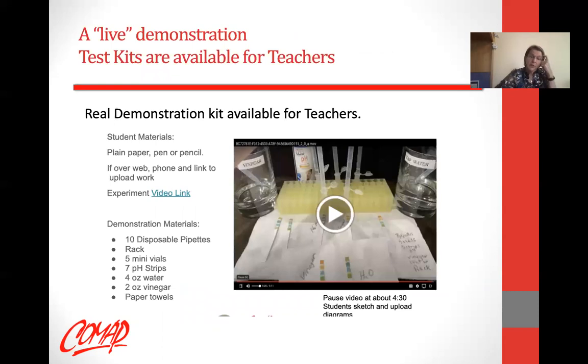So this is a demonstration kit that has a rack here and some pipettes and some pH strips, and we can get these through Math Happens. If you send me an email, I can forward that request to the Math Happens Foundation, and they can send one kit per teacher so that you could use this in your classrooms.